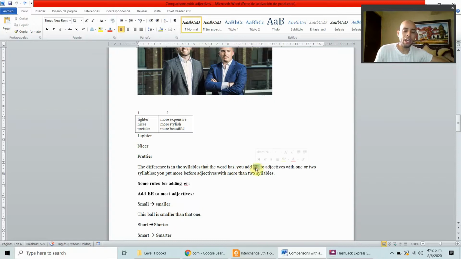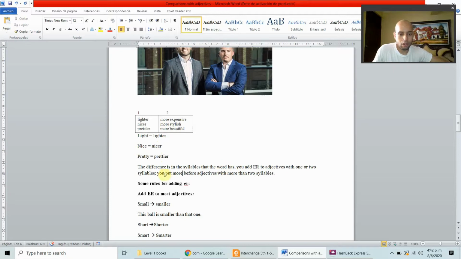So you add er to adjectives with one or two syllables. Okay, for example, here, lighter. The adjective was light, so we add er at the end. The adjective was nice. We add an r because we already have an e. And pretty, you just have to erase the y and add ier. Prettier.